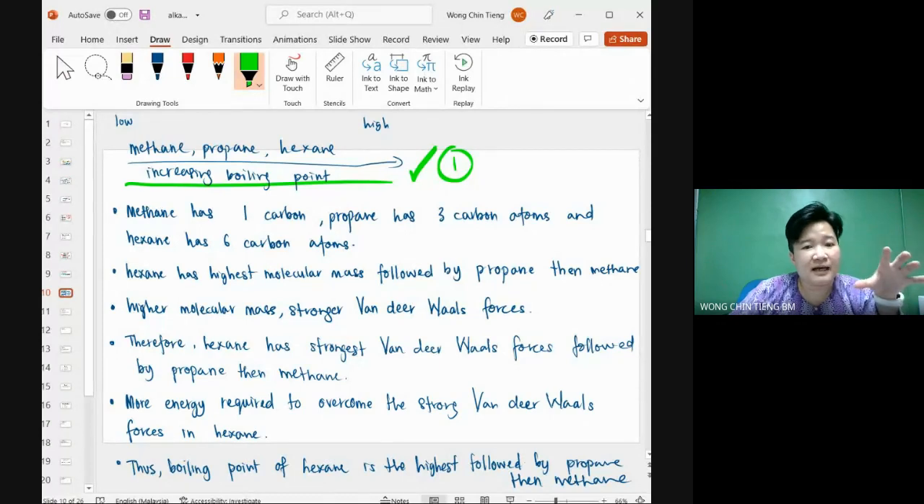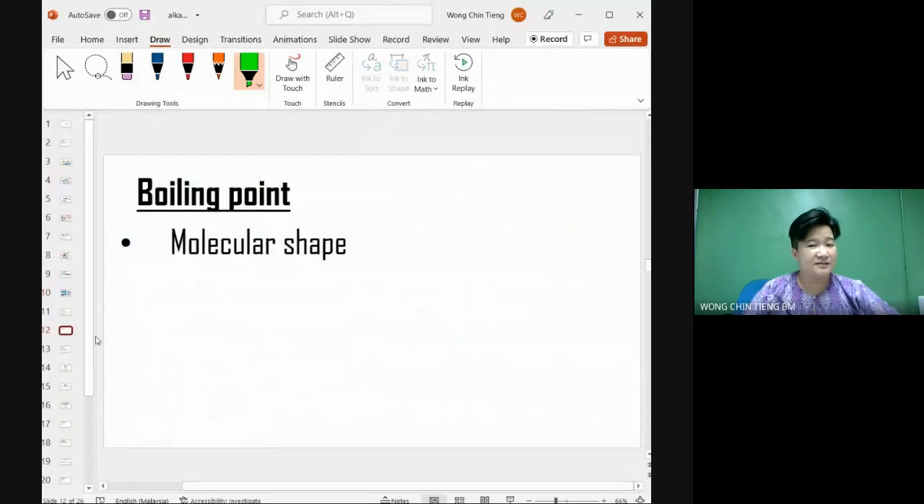Okay? This is the type of question that will come out in the exam and we will come across, like I said, boiling point million times. Tolong make sure kamu tahu priority dia apa. Make sure kamu boleh explain ayat dia. Okay? And then we have another factor. Alright, we have another factor.